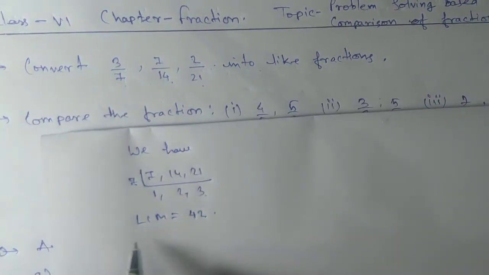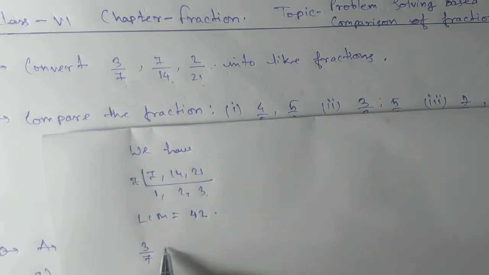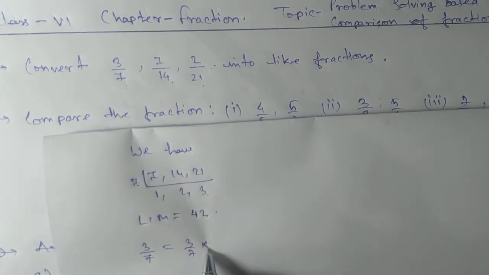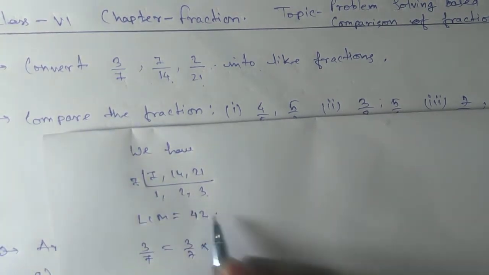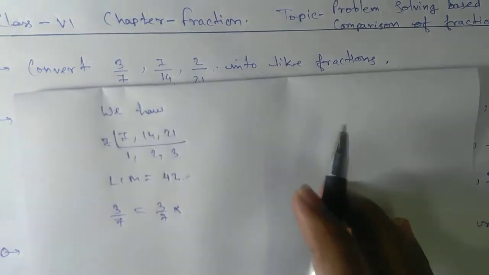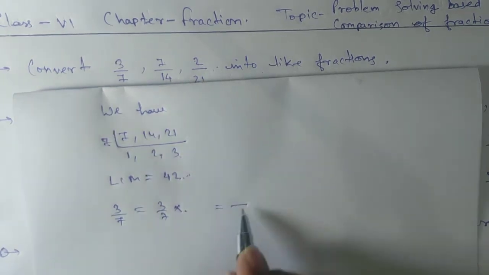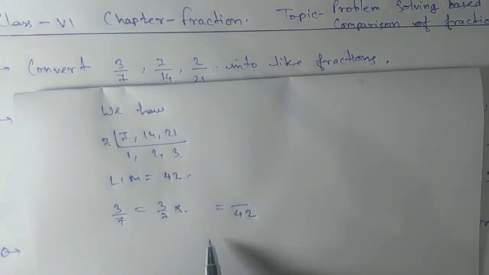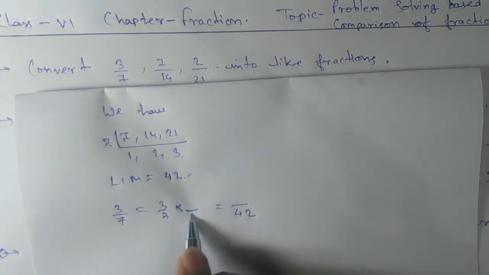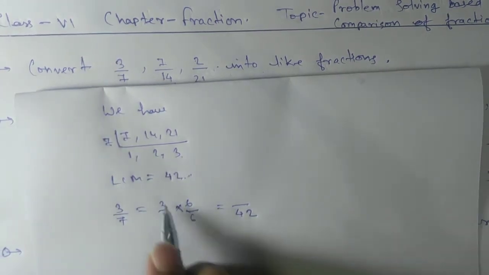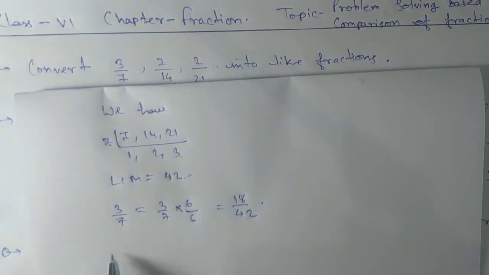Now convert 3 by 7 into an equivalent fraction where the denominator will be 42. By what value are you going to multiply 7 to get 42 in the denominator? Can you guess? Yes, 6. And we have to multiply the numerator also. So 18 by 42 is the first one.